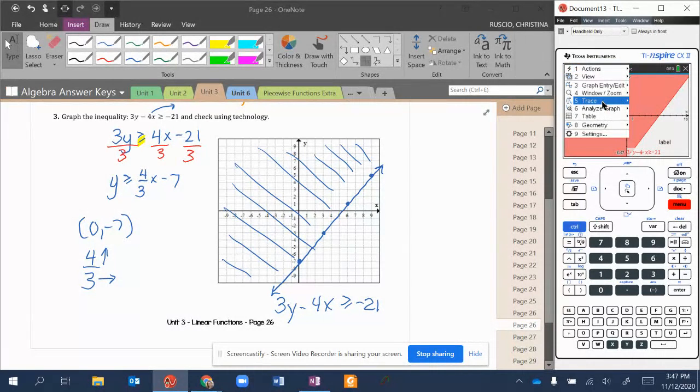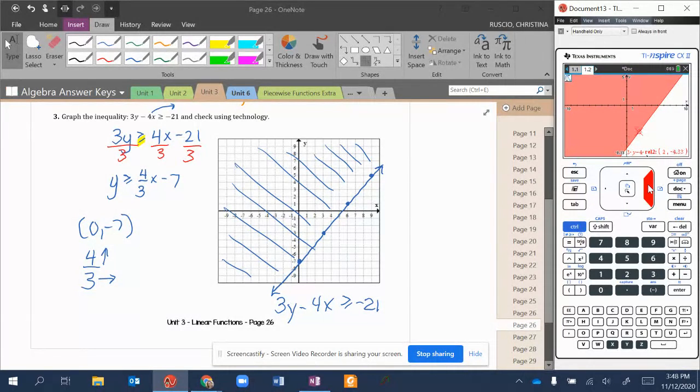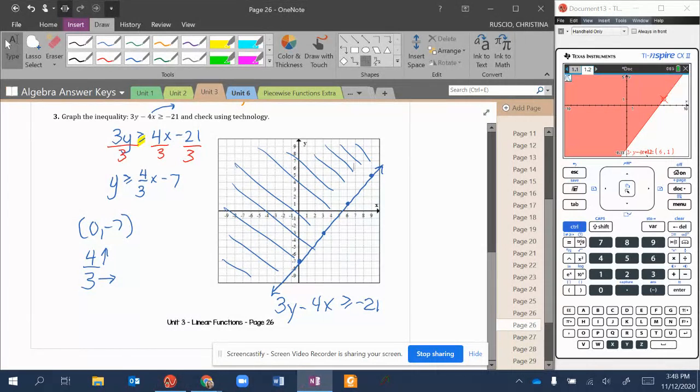Menu, trace, graph trace. 0, -7, 3, -3, 6, 1. Looks to me that number 3 we did a nice job with.